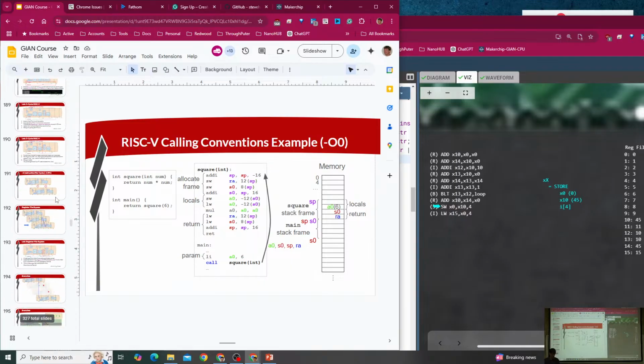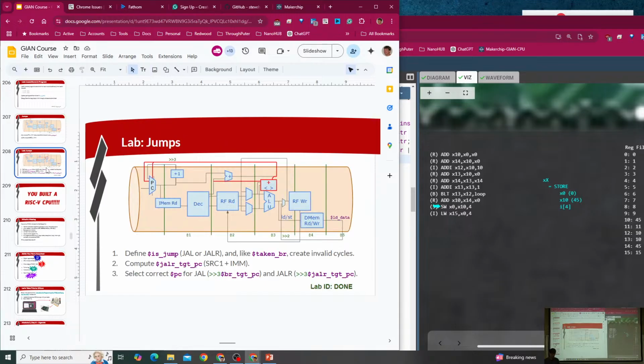Okay, so let's go back to our jump. The behavior that we need to implement: we already have the destination register written with the correct value, the PC+4. But to add support for the jump, we need to, step 1, create that jump shadow, just like the branch taken shadow. And we need to compute the target of the jump.